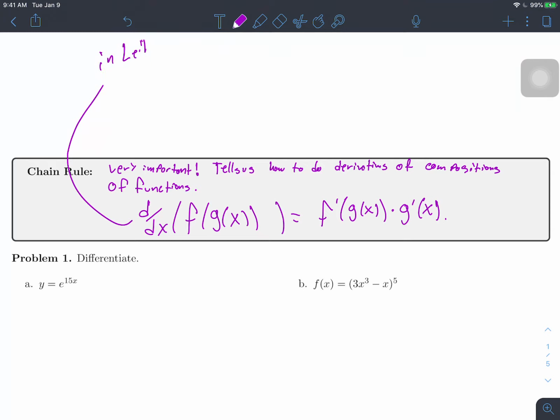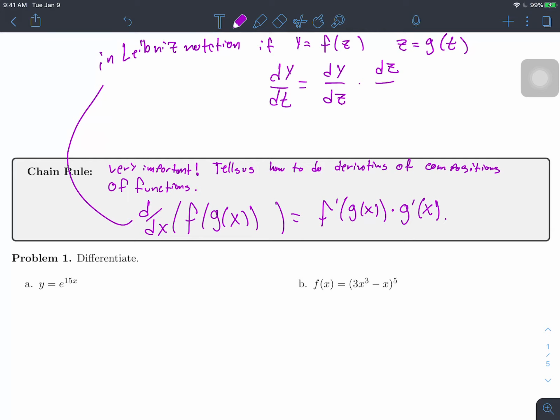In Leibniz notation, we would write it like this. We would say if y equals f of z and z equals g of t, then dy/dt is equal to dy/dz times dz/dt. Okay? Now that is probably like turning your brain into spaghetti, so let's talk about what that means.